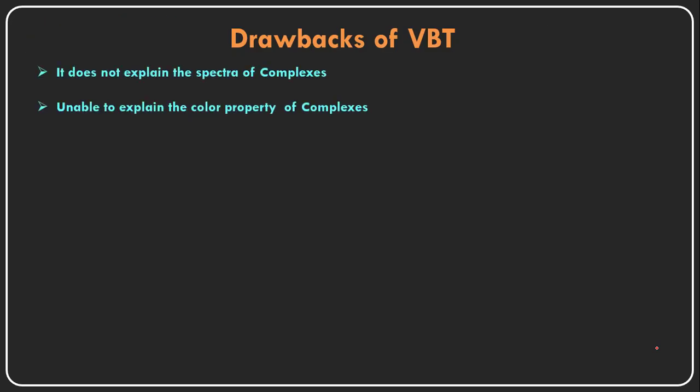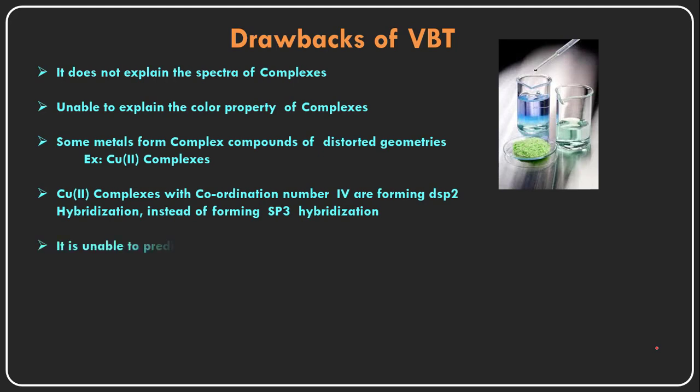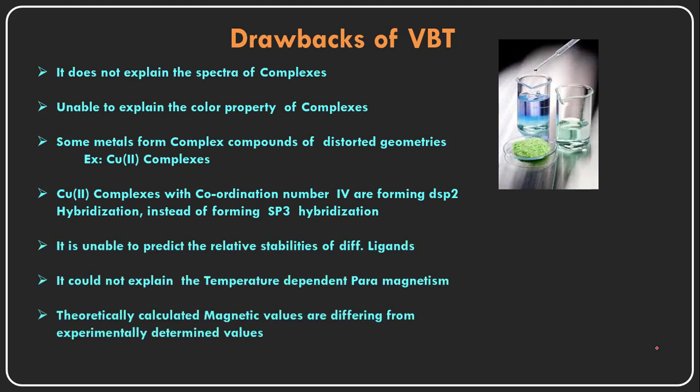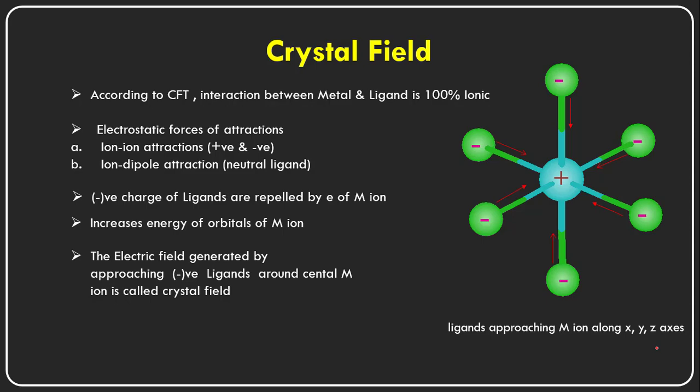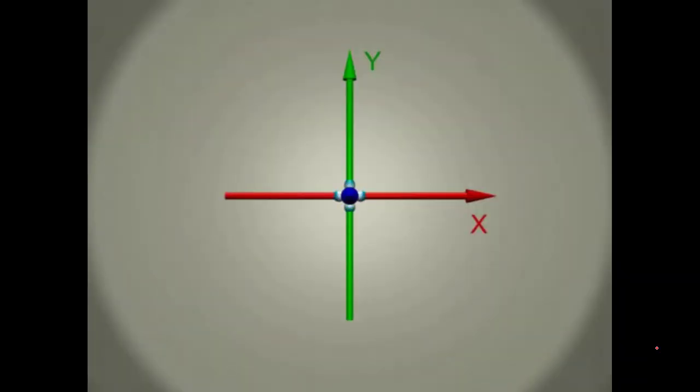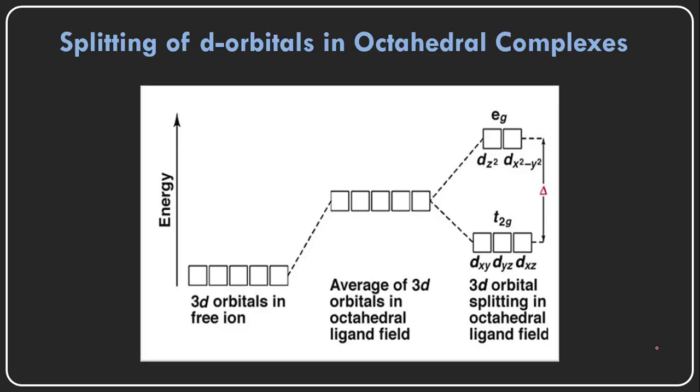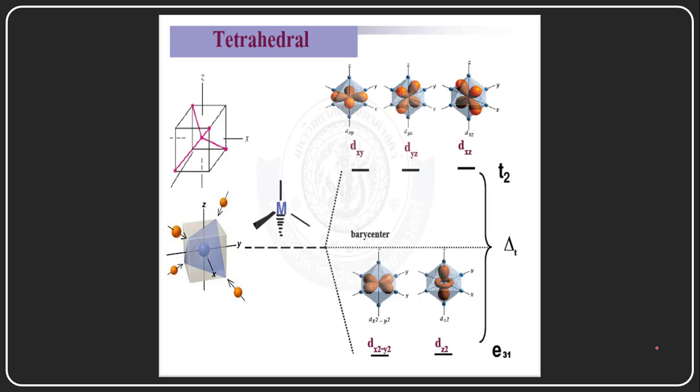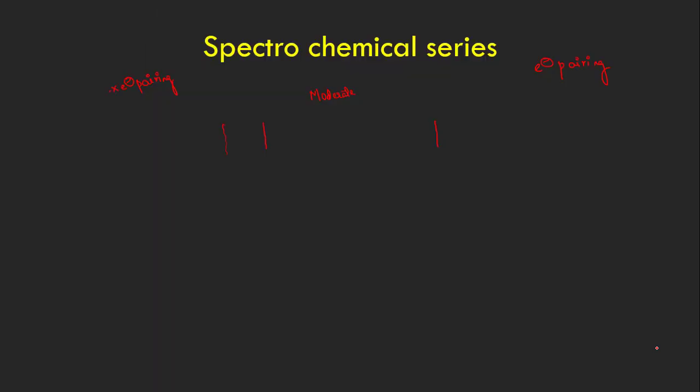Because of the drawbacks of valence bond theory, the other theory we are discussing is the crystal field theory. Crystal field theory explains the shape of the d orbitals. Here the d orbitals play a very important role, and the splitting of the d orbitals takes place in the presence of the ligand field effect. We have seen how this takes place in octahedral, tetrahedral, and square planar complexes.